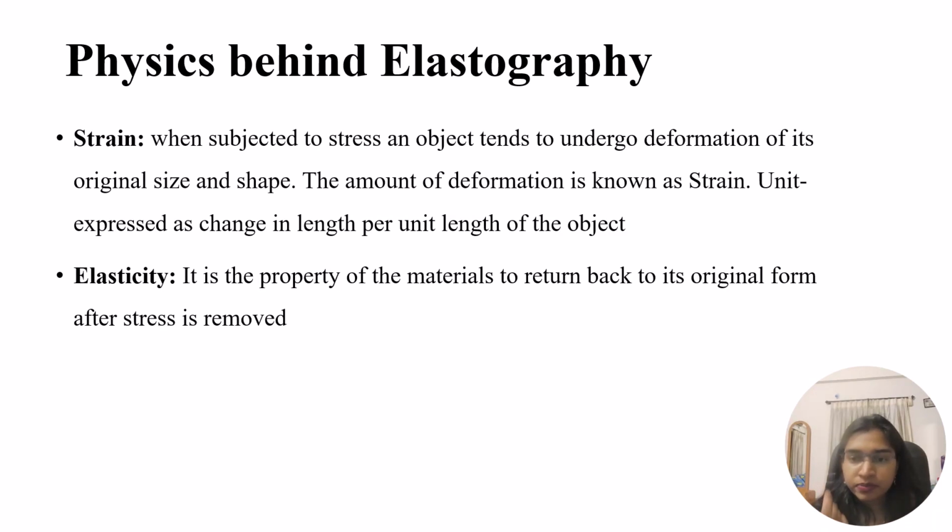Now, what is strain? When any tissue is subjected to stress, it tends to undergo deformation of its original size and shape, and the amount of deformation that it underwent is known as strain. It is expressed as change in length per unit length of the object. What is elasticity? It is the property of materials to return back to their original form after stress is removed.